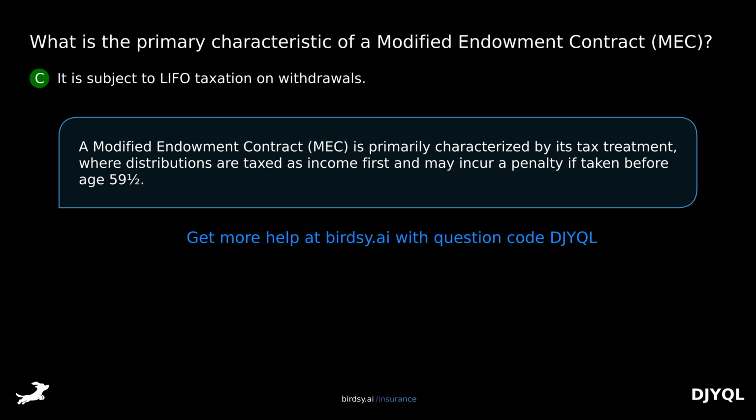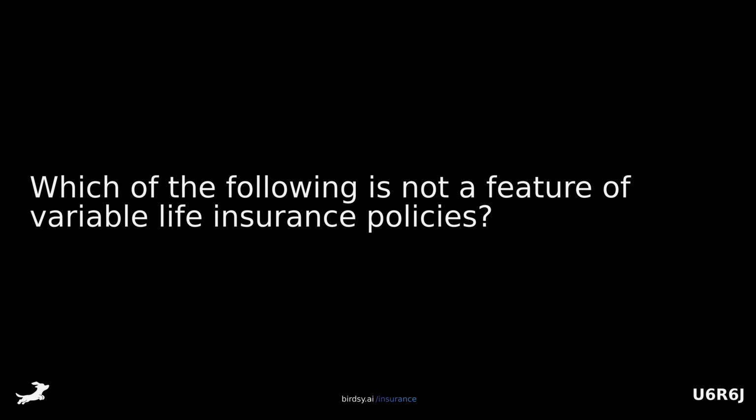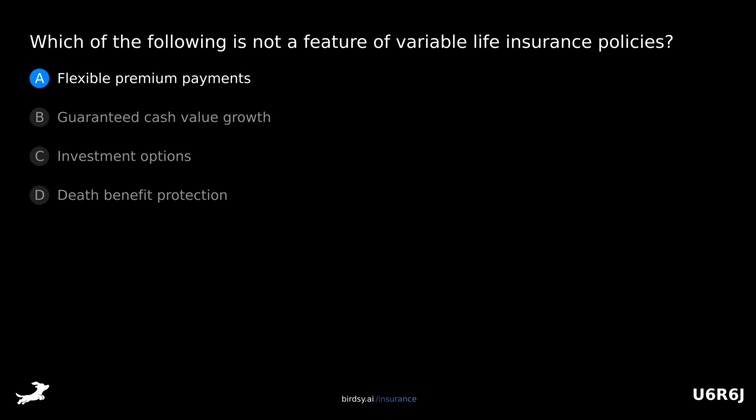A modified endowment contract is primarily characterized by its tax treatment, where distributions are taxed as income first and may incur a penalty if taken before age 59 and a half. Which of the following is not a feature of variable life insurance policies? Is it A, flexible premium payments, B, guaranteed cash value growth, C, investment options, or D, death benefit protection? The answer is B, guaranteed cash value growth.